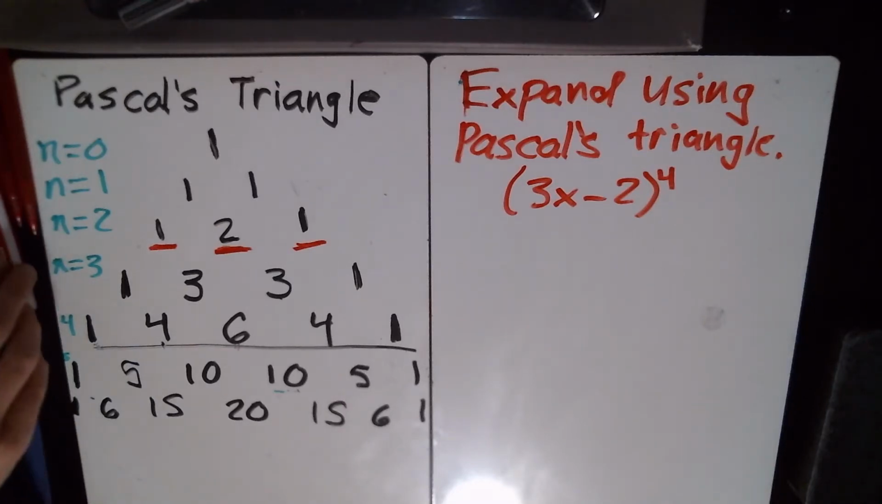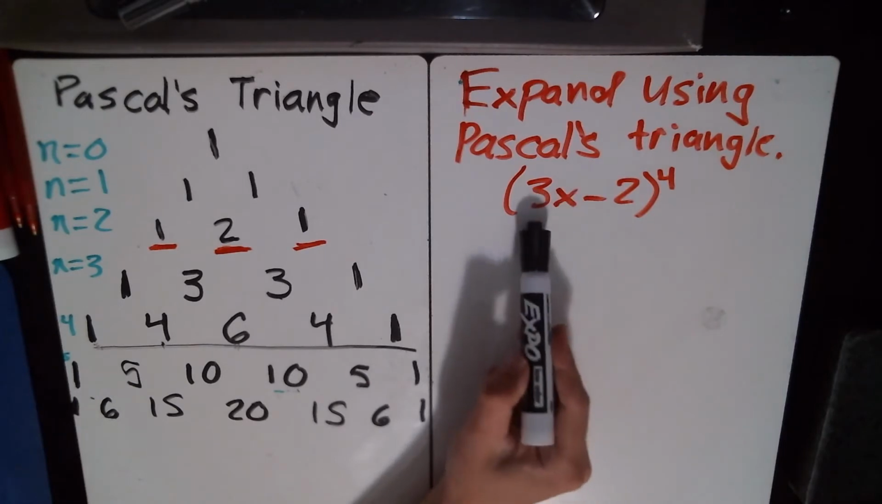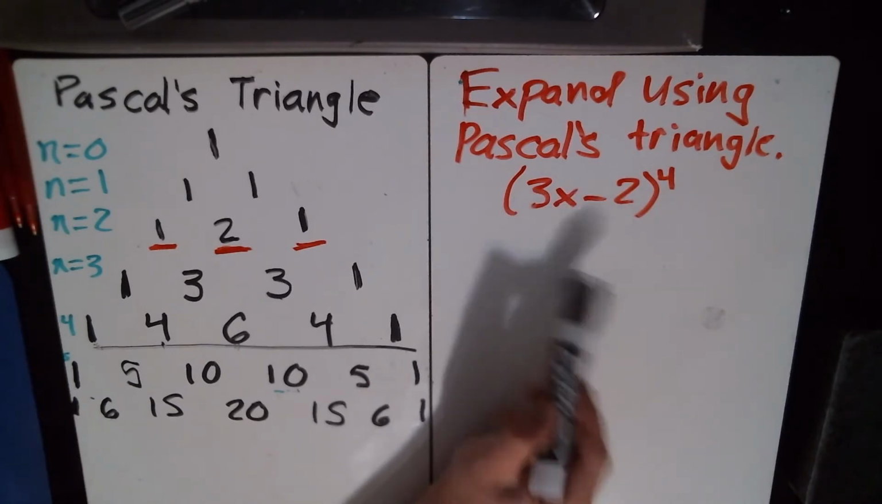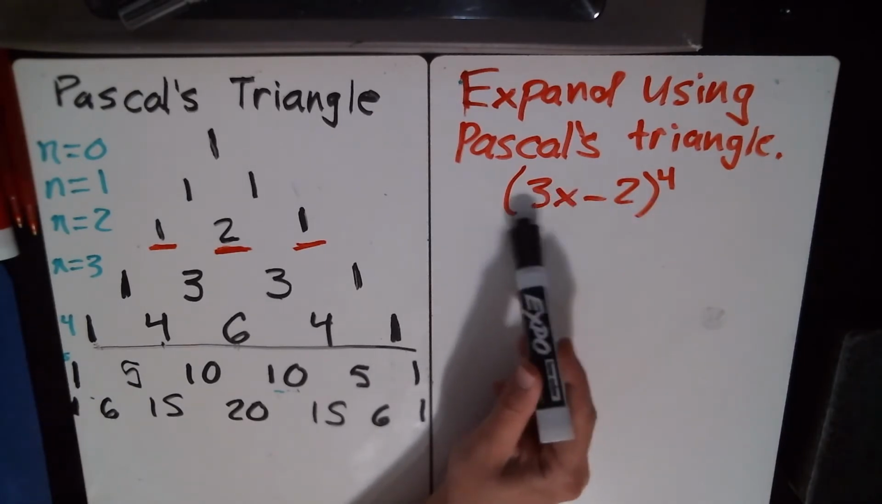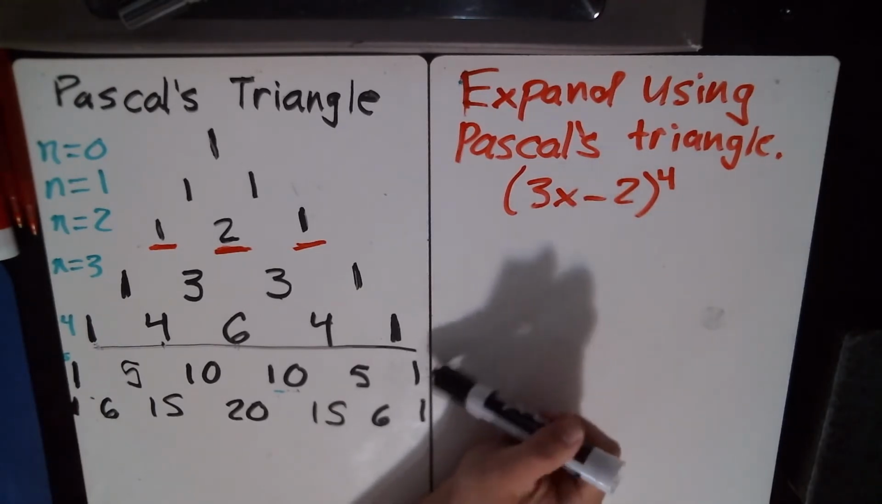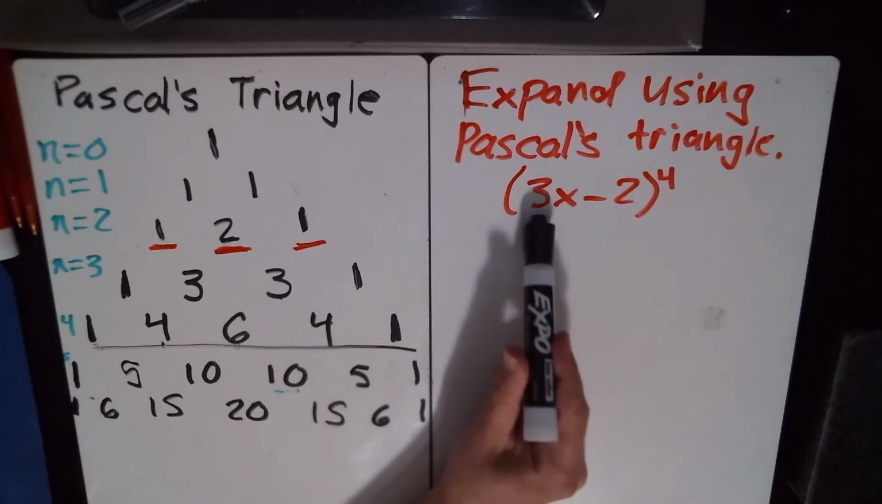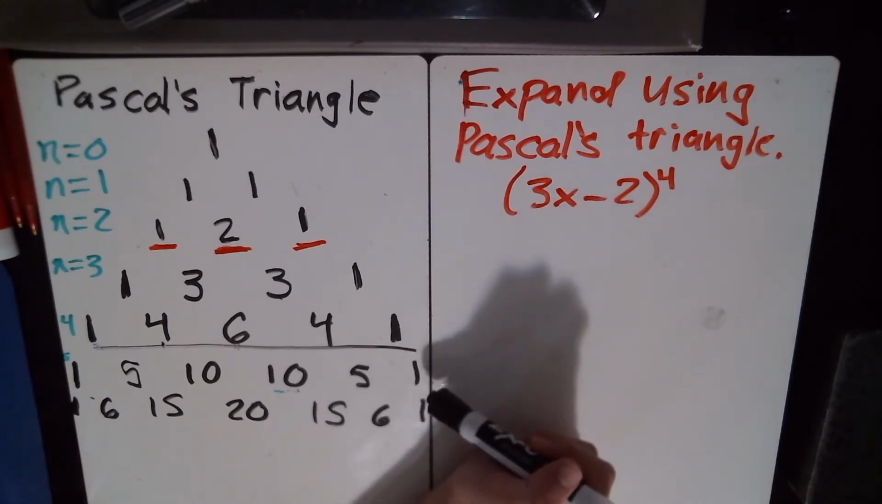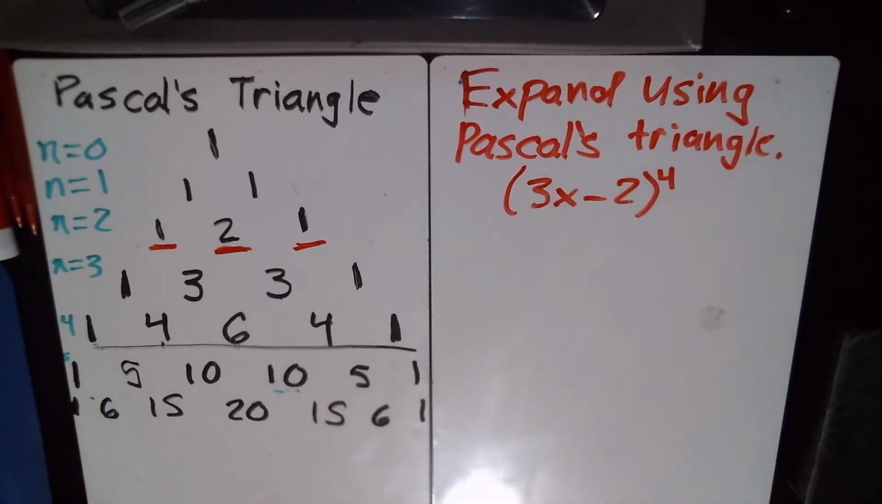Okay, welcome back. In this video, we're going to look at how we expand something using Pascal's triangle when there isn't just x and y in it. What if you have a 3x here, and what if you have a -2 here? How do we do it when it's not just x and y? Well, the process is very similar.